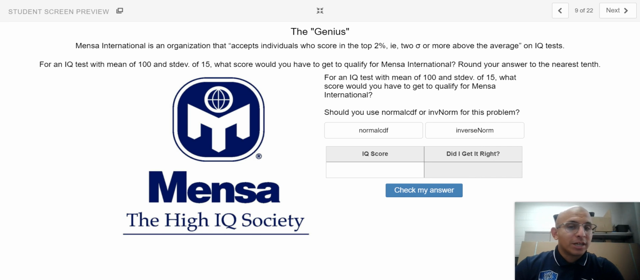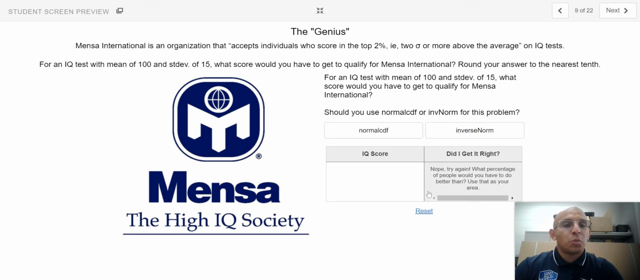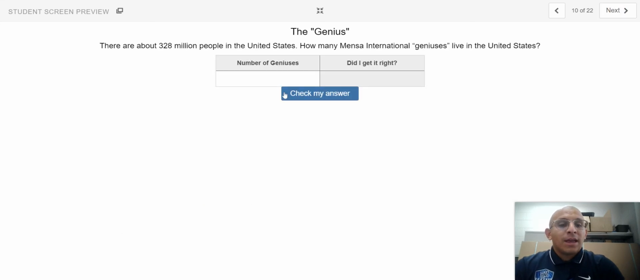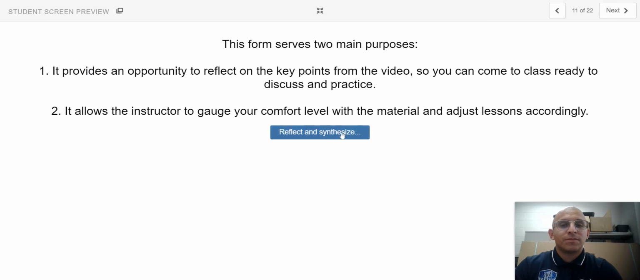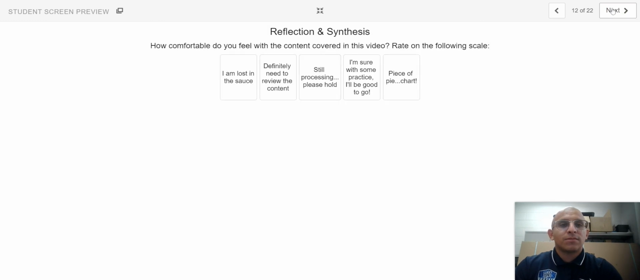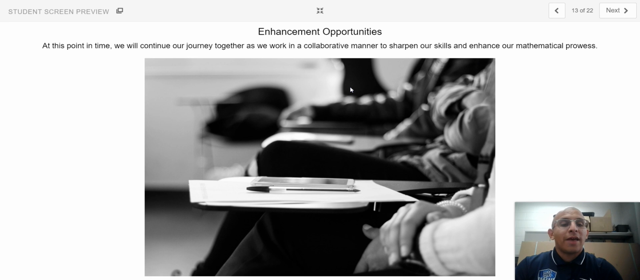I'm not really sure why I have the question again here, but should you use the NormalCDF or inverse norm for this problem? And then determine what that IQ score actually is. Now, after you determine that percentage, maybe I gave it away just now, calculate how many geniuses are living in the United States if there are 328 million people. Geniuses according to the Mensa International definition. And that is where we're going to pause this video and pick up altogether in class.